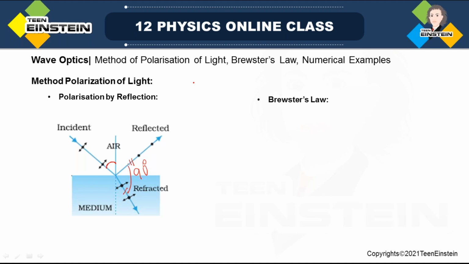So it happens for a particular angle of incidence for a particular set of materials. Suppose air and water, there will be a particular angle of incidence. If it is air and glass, there will be a particular angle of incidence for which these two rays will be perpendicular to each other. So this particular angle of incidence is called Brewster's angle. Let us write the definition.